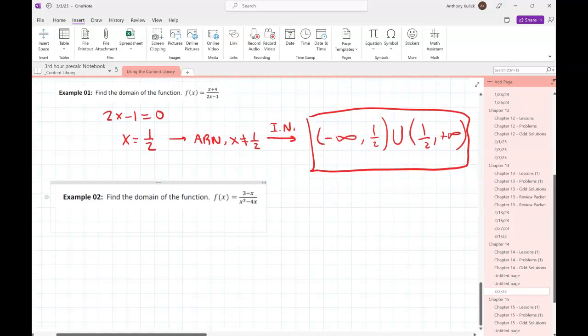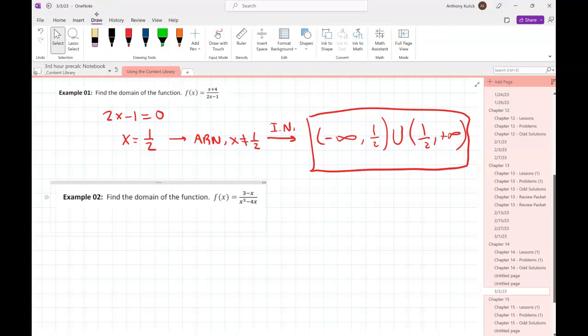Okay. So here we have (3 minus x) over (x cubed minus 4x). Is this a rational function? Yeah, still polynomial divided by polynomial. So I'm going to take the denominator and set it equal to 0. Now I need to solve this. How do I solve something that looks like this?